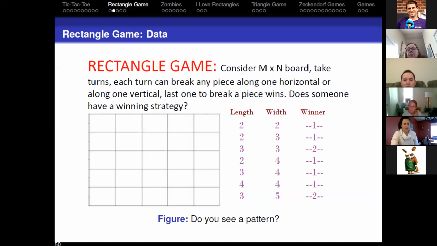If the area is odd, player two wins. If it's even, player one wins. Wonderful, a conjecture. If it's an odd area, player two wins.